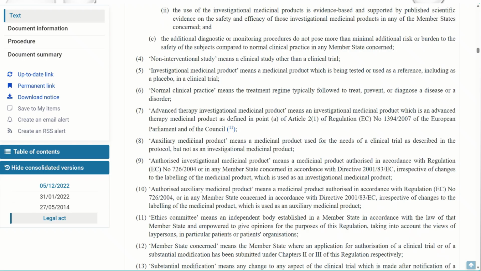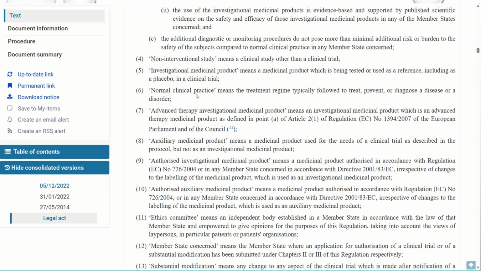It's used in a clinical trial, and it means the medicinal product that is actually being tested or used, and it can be a reference. So, for example, you can be comparing a generic to a reference medicinal product. It can be a placebo, if it's ethical to do so, or it can be a reference medicinal product and the actual investigational medicinal product that might be under development.